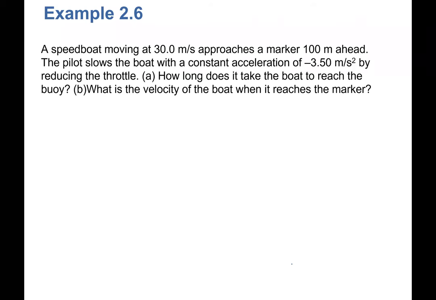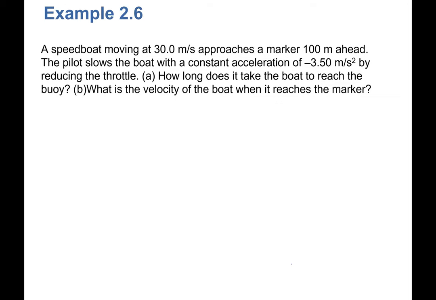Here's one more example. A speedboat moving at 30 meters per second approaches a marker 100 meters ahead. The pilot slows the boat with a constant acceleration of negative 3.5 meters per second squared by reducing the throttle. How long does it take the boat to reach the buoy? What is the velocity of the boat when it reaches the marker? Right, so the buoy and the marker are basically the same thing, right? So the marker is where the buoy is.